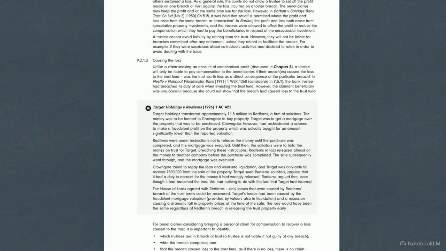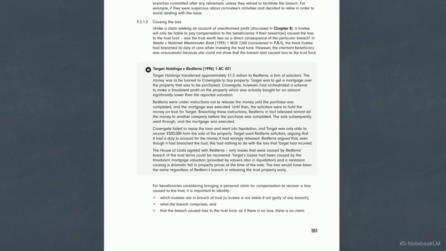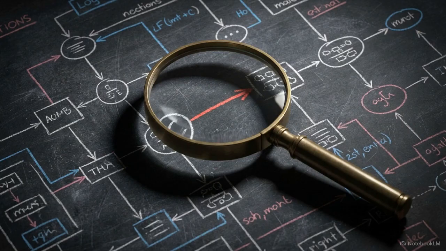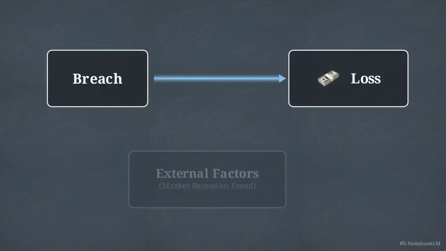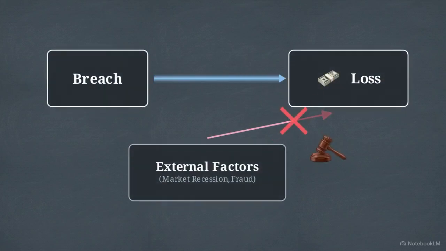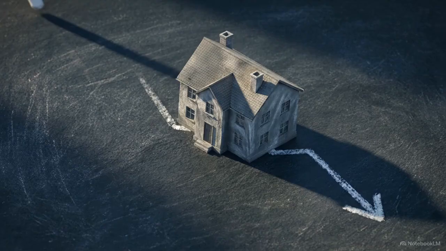Finally, an essential requirement is causation. Consider Target Holdings v. Redferns. A firm of solicitors breached their trust instructions by releasing loan money before a property purchase was complete. The borrower ultimately defaulted, and the lender suffered a significant loss. The House of Lords applies.